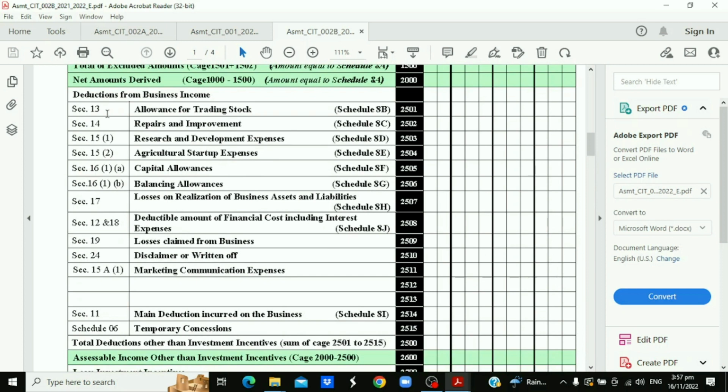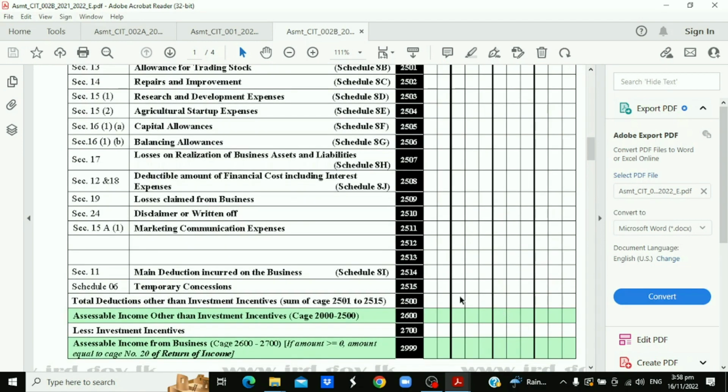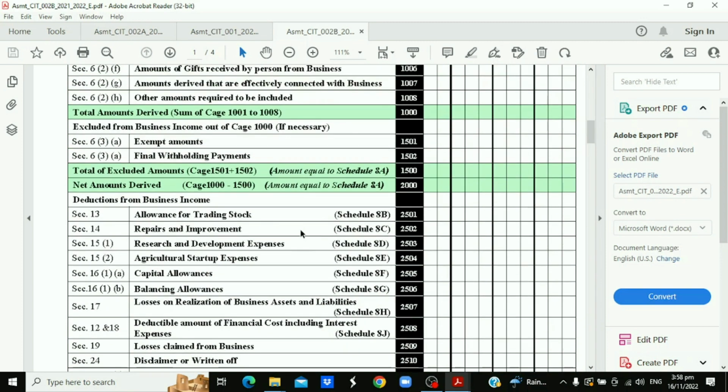Then for specific deductions, some separate subschedules are available, right? If it is at industry level or company level, if there are any other deductions, you can enter your data using the blank space, right? Then you can complete these preparations. Ultimately, we can calculate the assessable income from business, right? Firstly, we are concerned about schedule 8A, right?